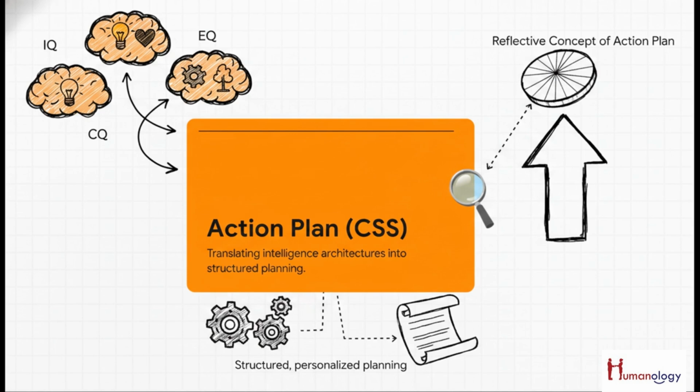So what are the mechanics of CSS? Well, in practice, executing a reflective action plan requires taking a hard look at your individual intelligence profile. You identify which specific cognitive or emotional pillars are your strongest assets, and then you map out a strategy to apply those strengths to your real-world goals. At the exact same time, you create targeted routines to support the areas where you're naturally a bit weaker. You aren't just learning these definitions for the fun of it. You're learning them so you can translate that architectural knowledge into highly structured, totally personalized execution.